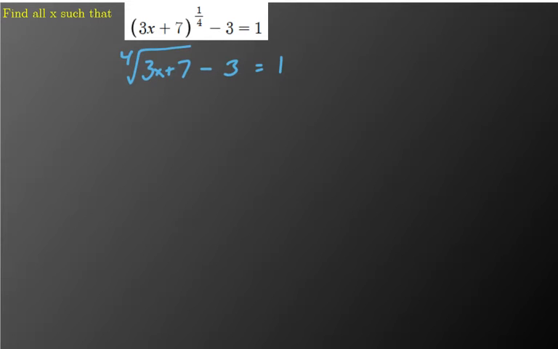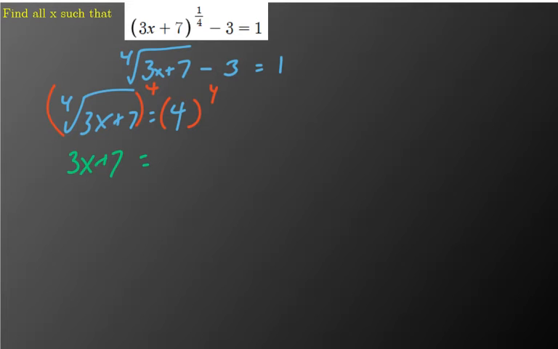I want to isolate the root, so I'm going to have to add over that 3, and I get 4. And then the inverse function is what's different here. So before, squaring was the inverse function to get rid of square root. Now, raising to the power of 4 is what's going to do it, right? And so if I do that to both sides, you'll kill off the root on the left, and you'll just get 3x plus 7.